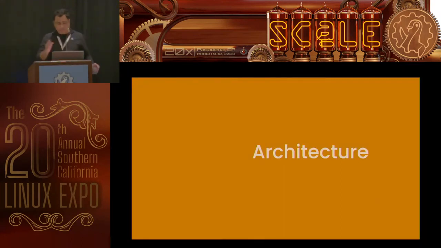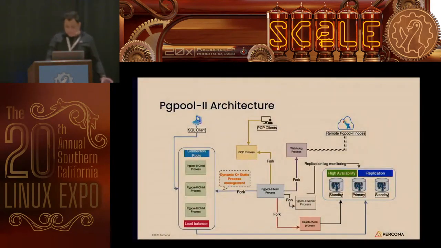Now, I'll just discuss a little bit about the architecture of Pgpool, which can be useful if you're deciding whether you should use it for your upcoming project or not. So on the left, you can see the Pgpool child process. The main process forks child processes at startup, and the number of child processes depends upon the dynamic or static process management mode.